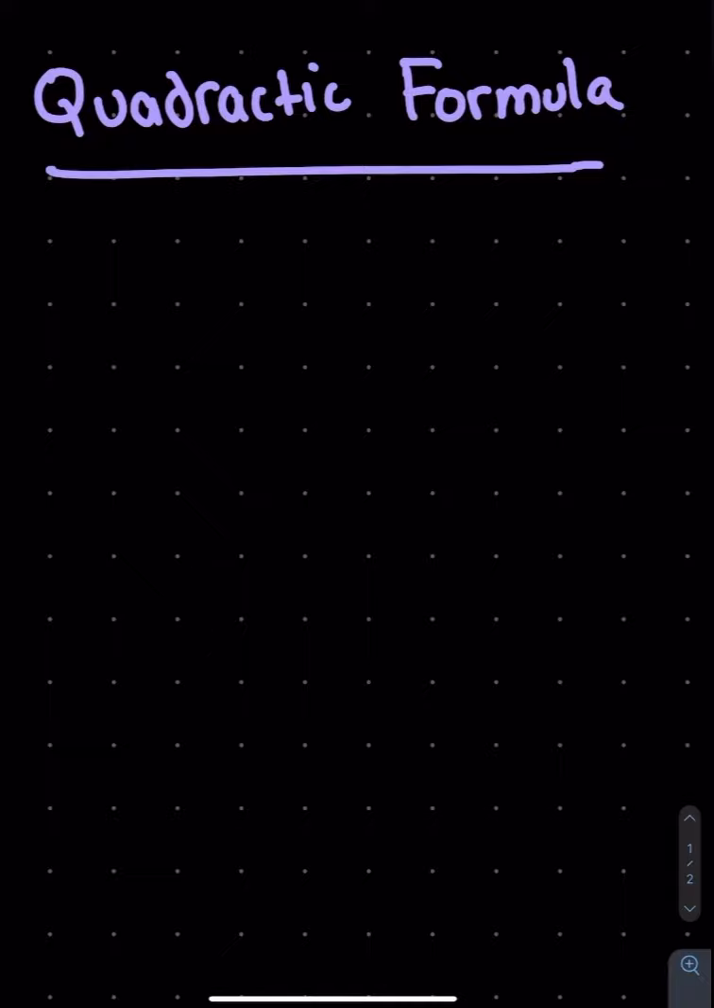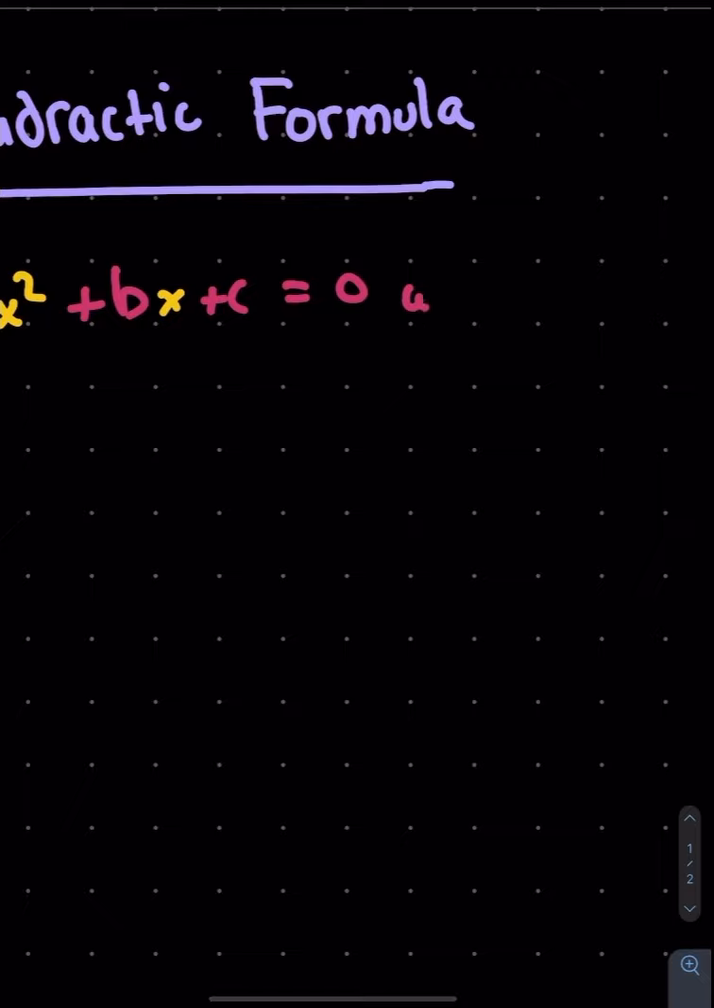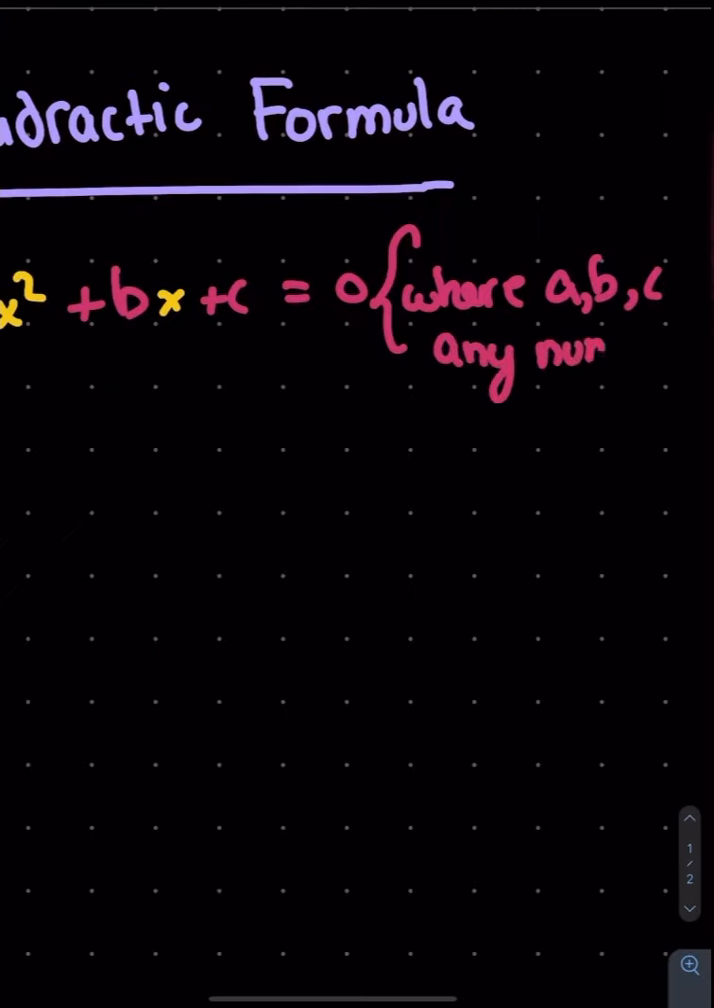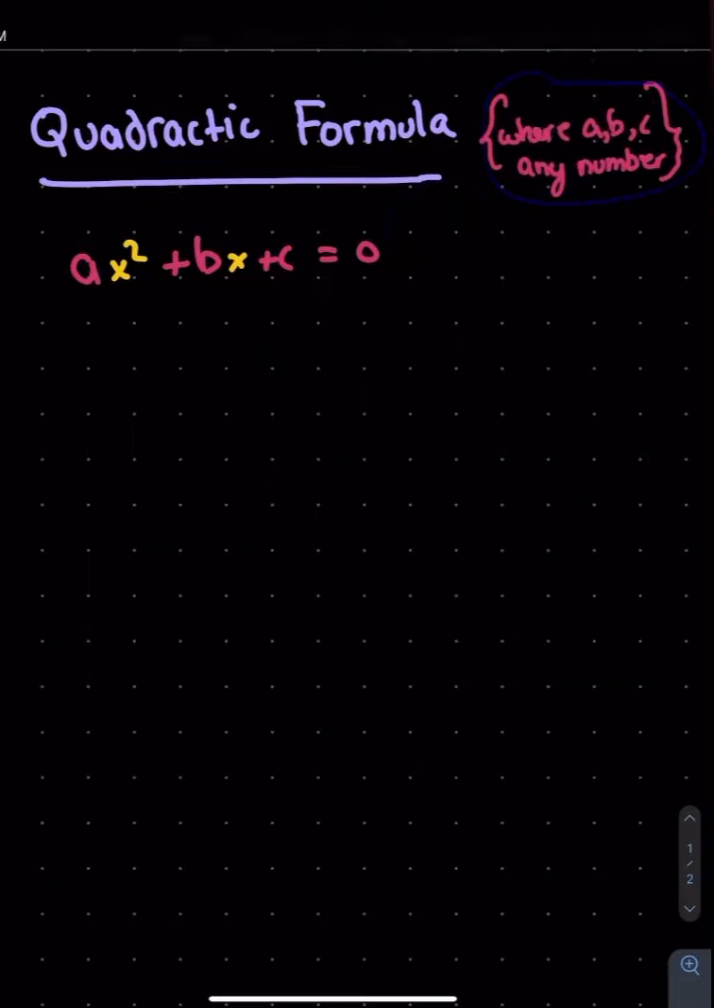So firstly, what is a quadratic equation? Well, we know it. It's just in the form of ax squared plus bx plus c is equal to 0, where a, b, c are any number: 2.1, 2.2, 5, 6, negatives, any number you can think of. They can be anything.